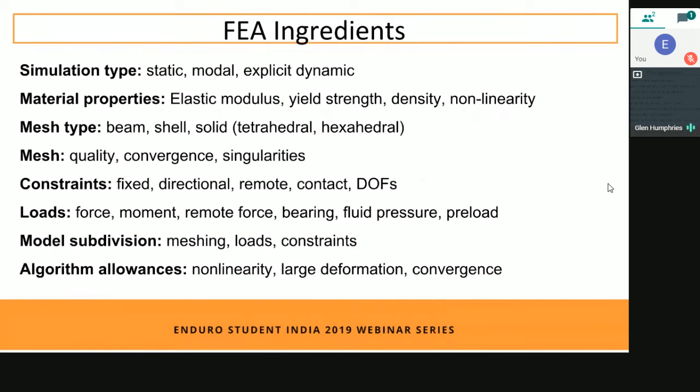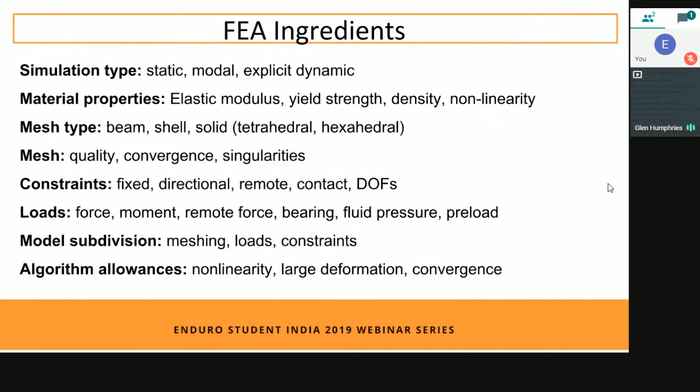Model subdivision. This is another really powerful one that can help simplify your analyses if used correctly. So we can subdivide models for easier meshing. We can subdivide them for more accurate loads. Sometimes you see loads or constraints applied over a huge area when really it should be confined to much smaller subdivisions of the model.